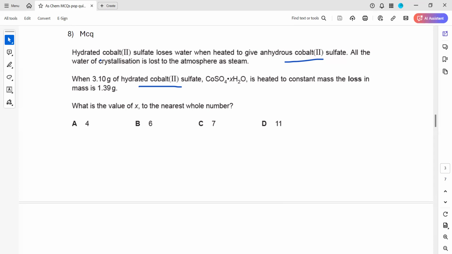So what you have to do is work out the mass of the cobalt(II) sulfate. This is the total mass of the hydrated salt, and this is the mass of the water. How much mass will be there for the cobalt(II) sulfate? So you just take a difference.